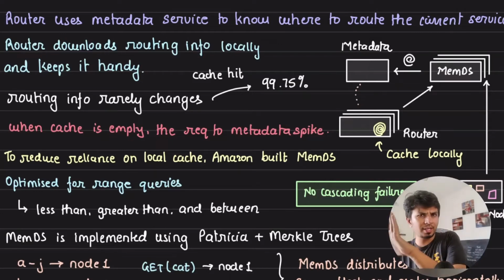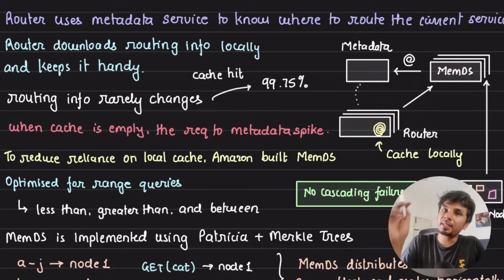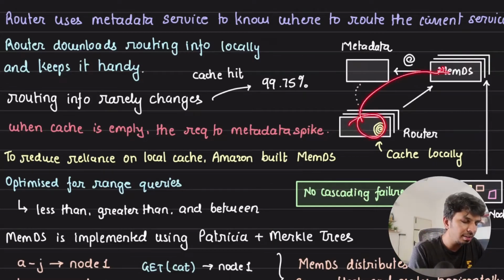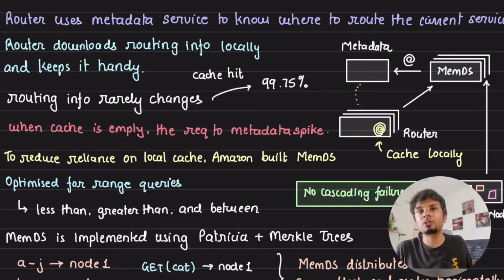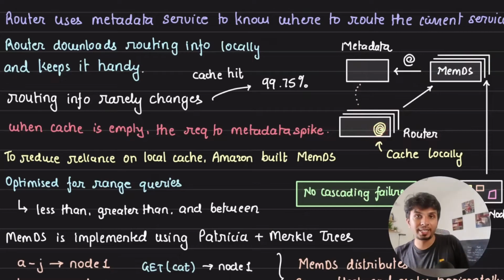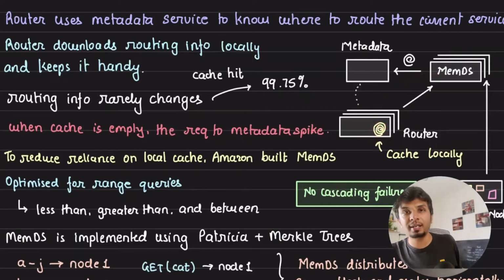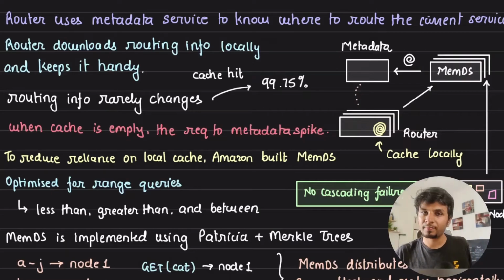You are relying on some other component, but MEMDS is an in-memory data store. You can very quickly get it. Plus, MEMDS is optimized for range queries, which is exactly your purpose, right? So the router uses MEMDS to get which node you should go to, and then it makes the call over here. But the router still has things cached locally, so not all requests would have to go to MEMDS to get the information, right? Yes, not all the time.